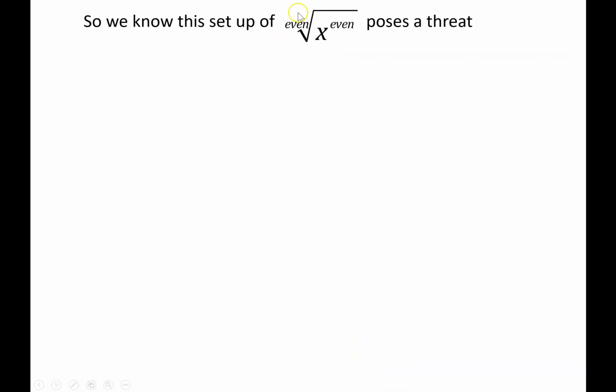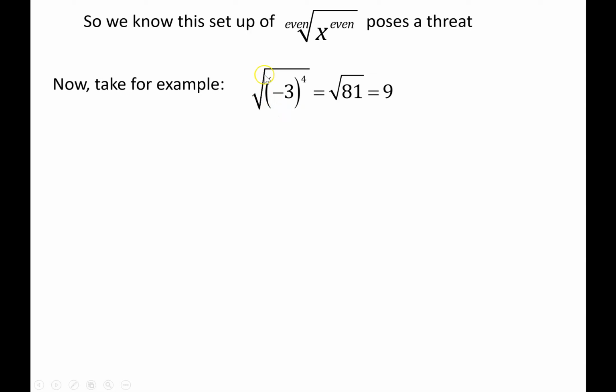Okay, so we know that this is the setup that poses a threat, right? Even index, even power on the inside. So now let's look at this example, because this also poses a threat initially, right? An index of 2, because that's what a square root is, so it's even. I've got my even power, right? So I've got negative 3 to the 4th. X is allowed to be negative here because I raise it to the 4th power first. And that gives me a positive inside the square root, making it okay for x to be negative here. And then we just square root 81 equals 9.